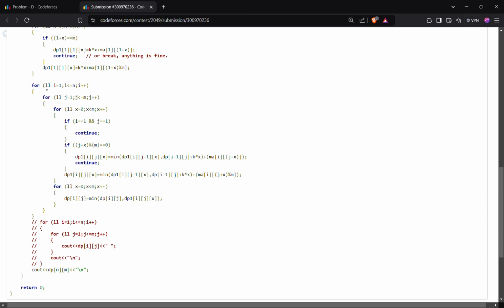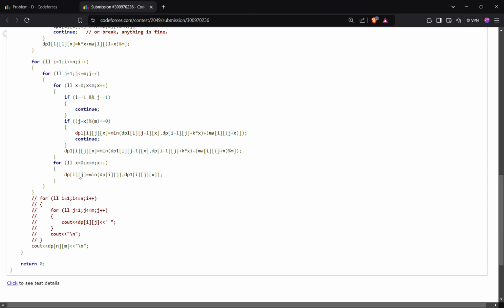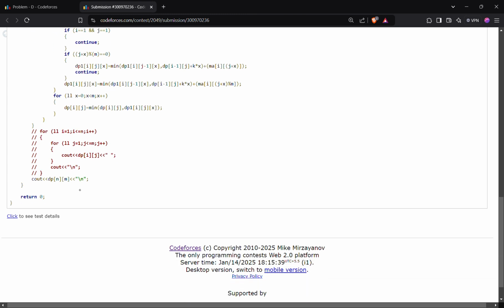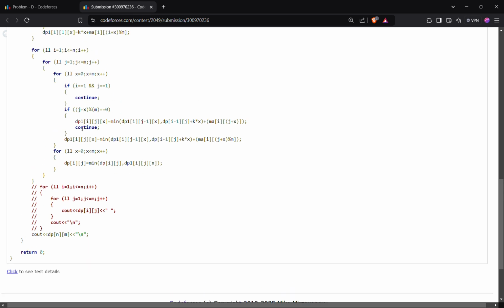Notice carefully that i is going from 1 to n, j is going from 1 to m, but our x is going from 0 to m minus 1. And finally our answer will be stored at dp of n, m, and you will simply output that answer. Makes sense.